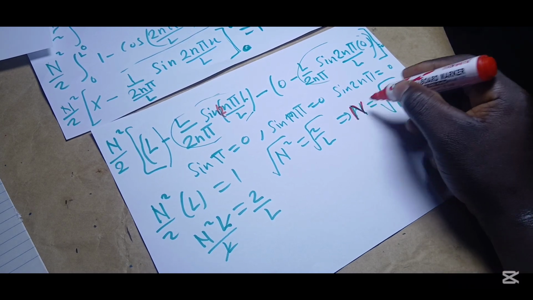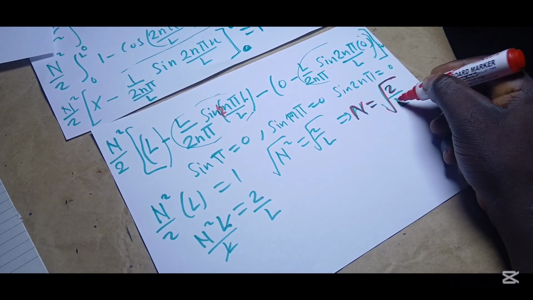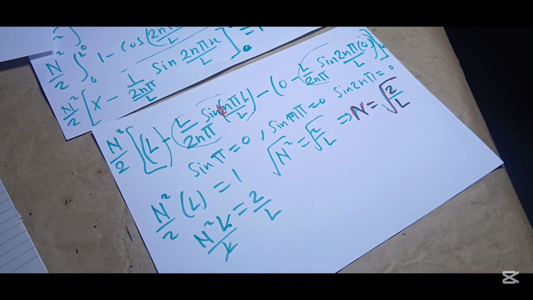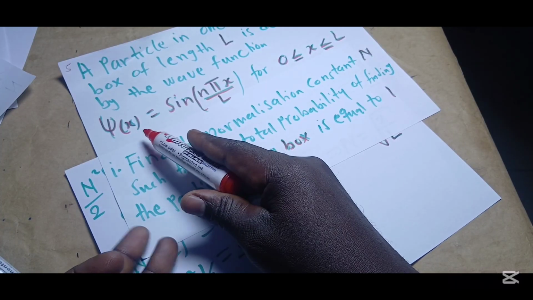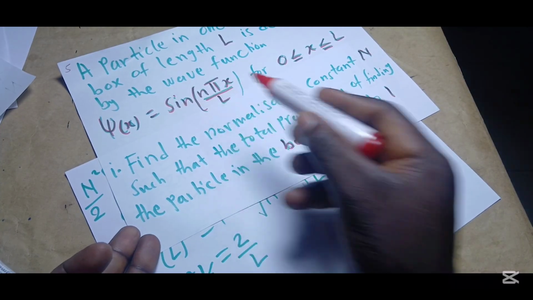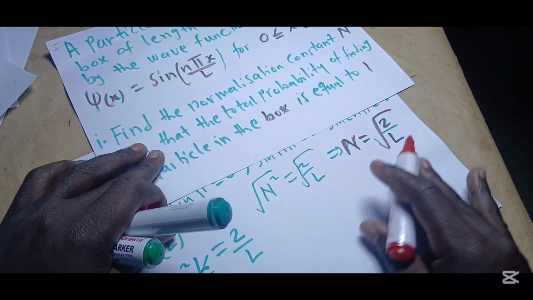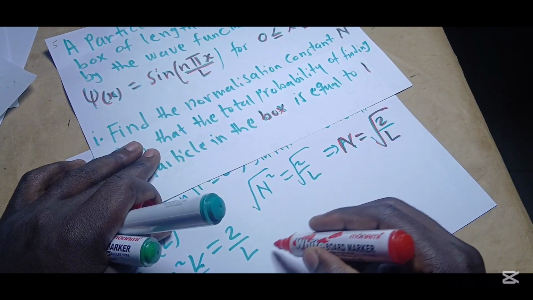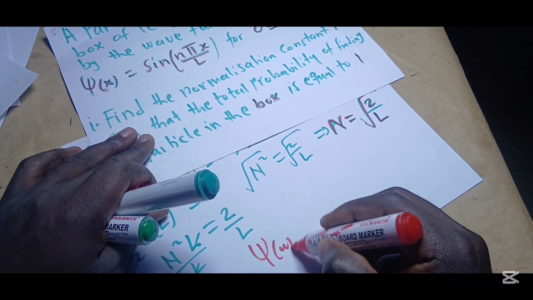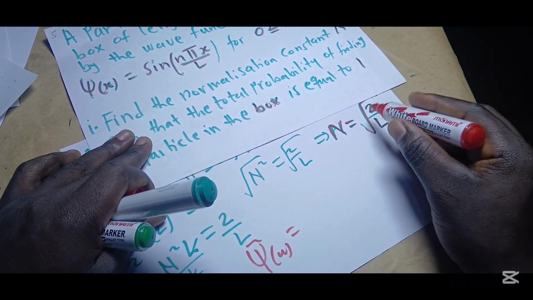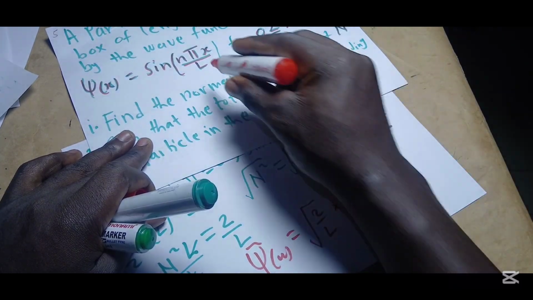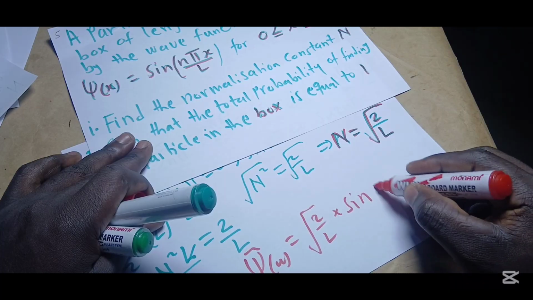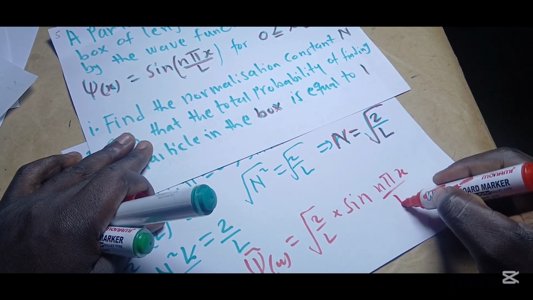Now that we are done with our normalization constant, we just multiply the wave function that was given to us by the normalization constant. And that will be our normalized wave function. This is the wave function that we are normalizing: psi of x equals sine n pi x over L. Now that we know our normalization constant to be the square root of 2 over L, our normalized wave function would be equal to the square root of 2 over L multiplying the original function that was given to us, sine n pi x over L.